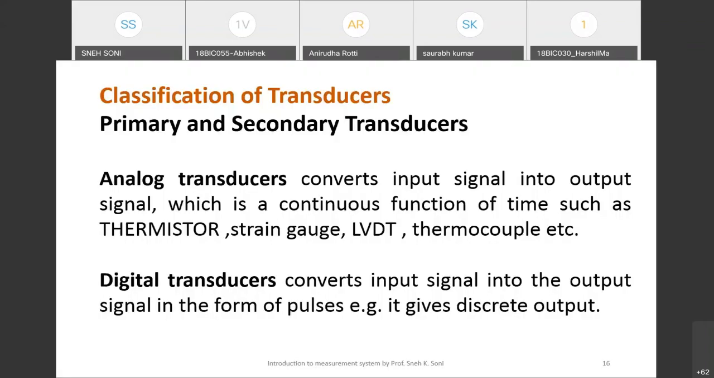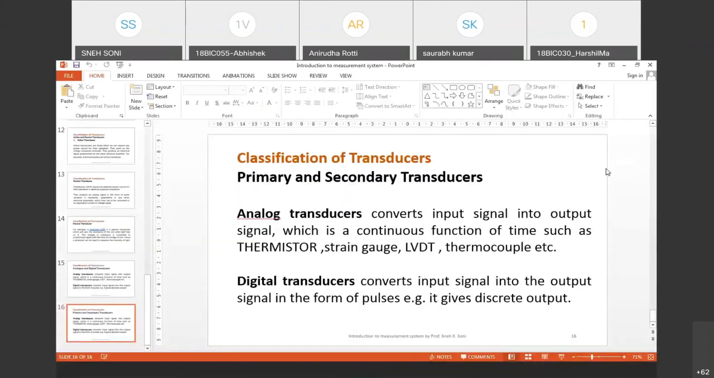Just a minute, let me share these analog and digital transducer. And is there any doubt in these four categories? The first four types we discussed, active, passive and analog, digital, if there is any doubt, we can move ahead. Everyone, please respond. Good, no doubt. So we can move ahead. Let me share the next content.